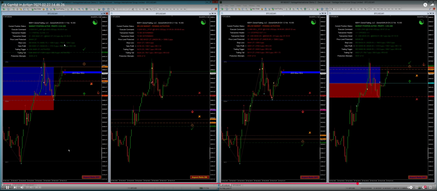Here you can see how many pips are being protected. So should the market now move back, it will hit the stop in front of the entry level. So this level of profit is already protected.